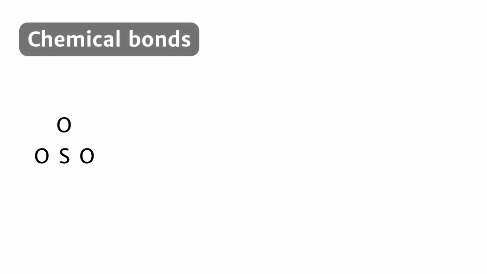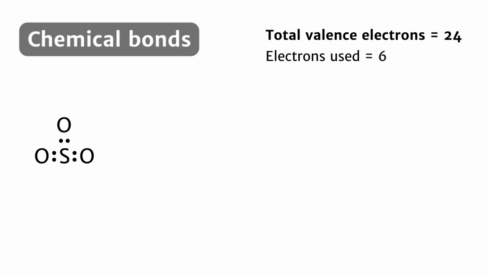2 electrons represent a single chemical bond. Therefore, position 2 electrons on the left side to indicate the chemical bond between sulfur and the left oxygen. Similarly, place another 2 electrons on the right side to represent another chemical bond between sulfur and the right oxygen. In the same manner, position 2 electrons on the top to show another chemical bond between sulfur and the top oxygen. This way, out of the 24 total valence electrons, 6 are utilized, leaving 18 electrons unutilized.